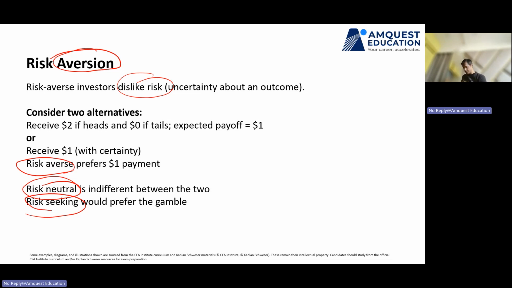Now, let's look at alternatives here. Suppose I tell you that if you toss a coin, if a head comes, you'll get $2. If a tail comes, you'll get nothing. What is the expected payoff? How much may you earn? Really good. Now, can you tell me how I got this answer as $1?